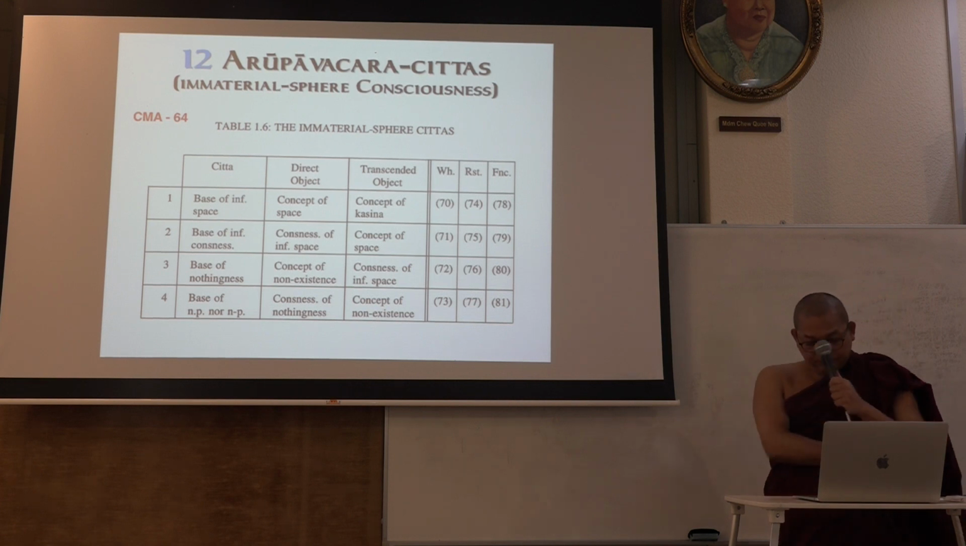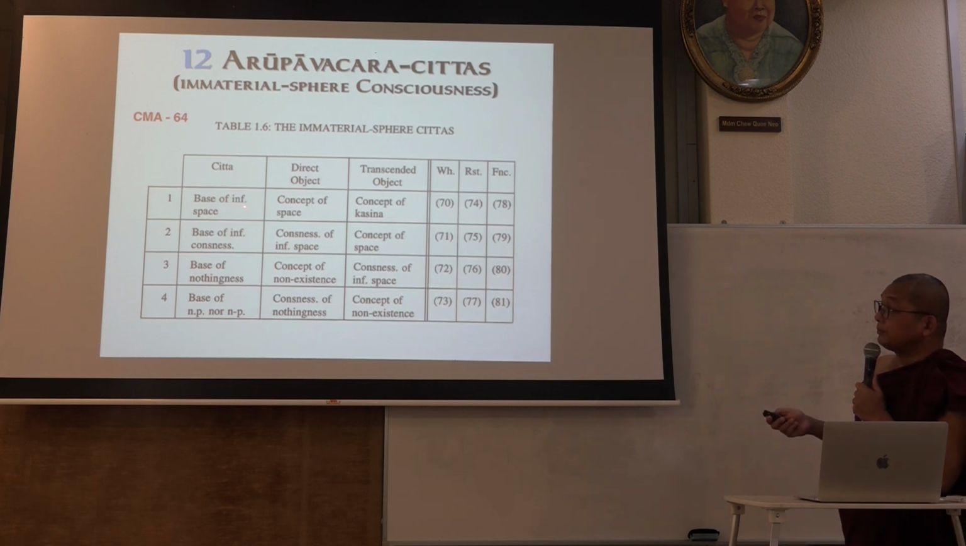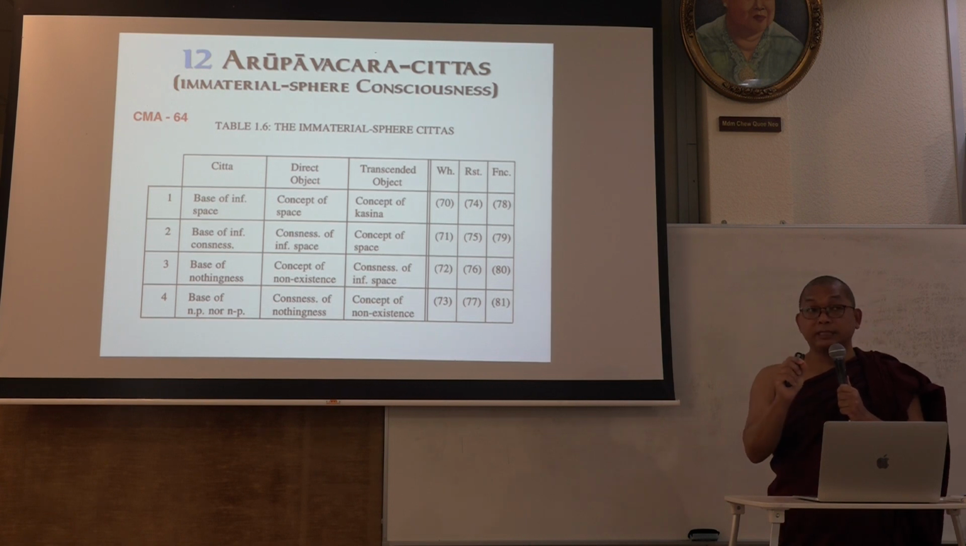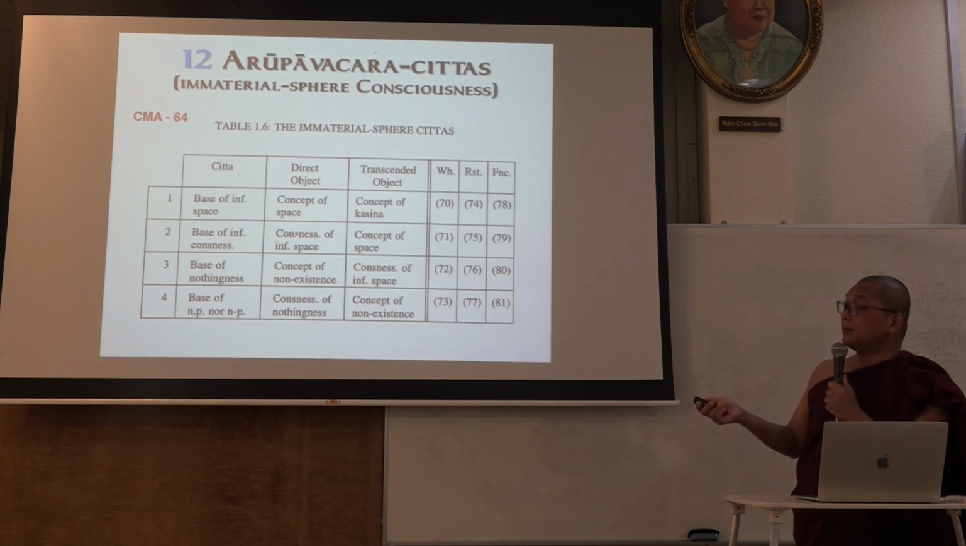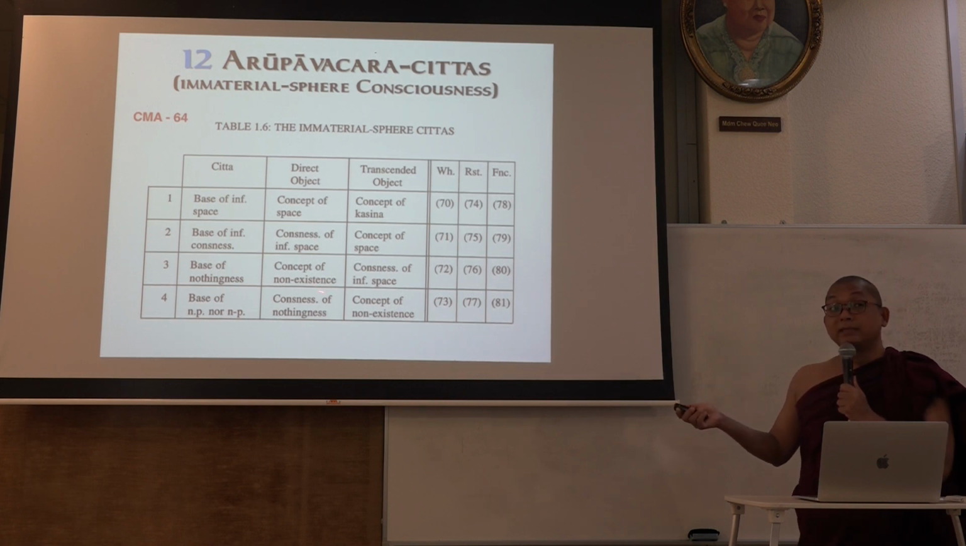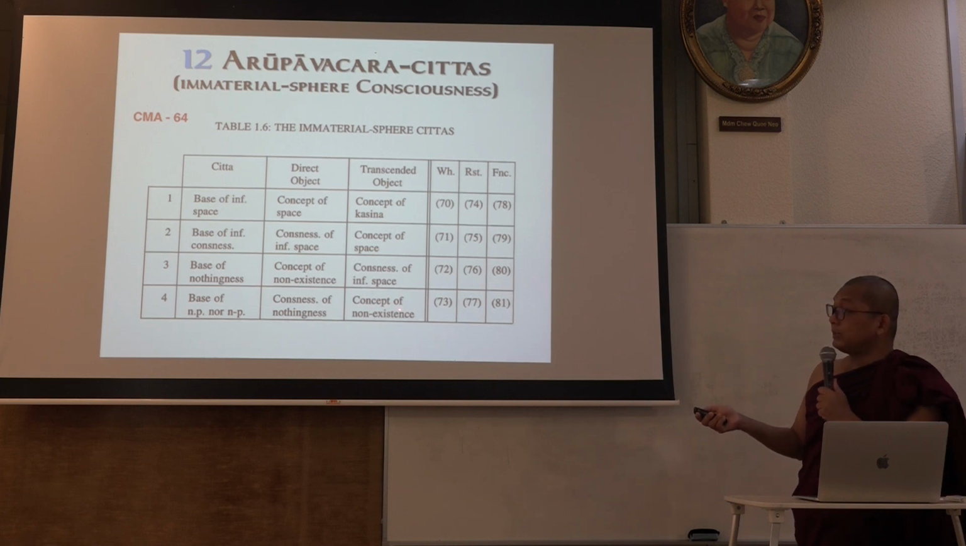In the first arupa jhana, the directed object, meaning the meditation object, is the concept of space. In the second jhana, your meditation object is the consciousness that knows infinite space. And number three is the concept of non-existence, the non-existence of the first jhana. Later we'll explain. And the fourth one, the concept of non-existence.